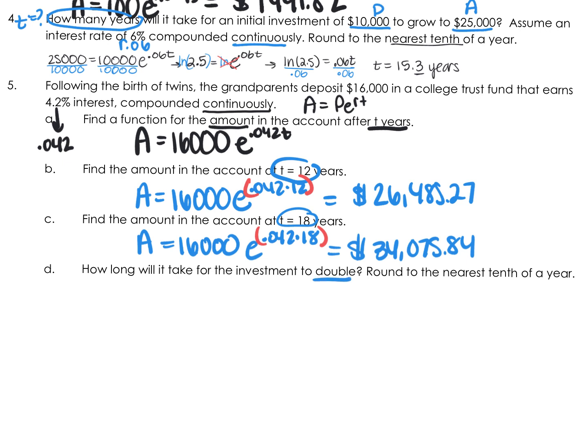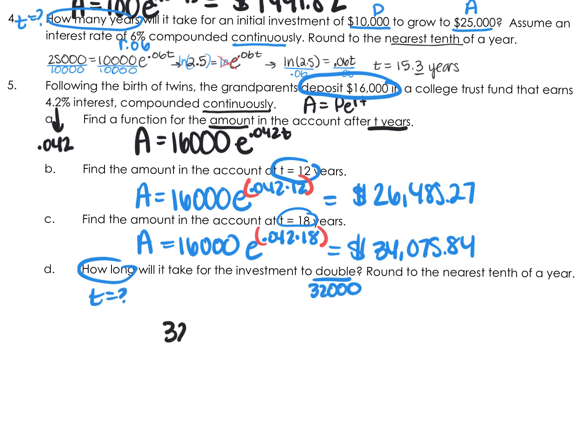So what does it mean for the investment to double? Well, our investment is how much money we put into the account. So they deposited $1,600. So to double that will be $3,200. And we want to know how long. So we're looking for time.